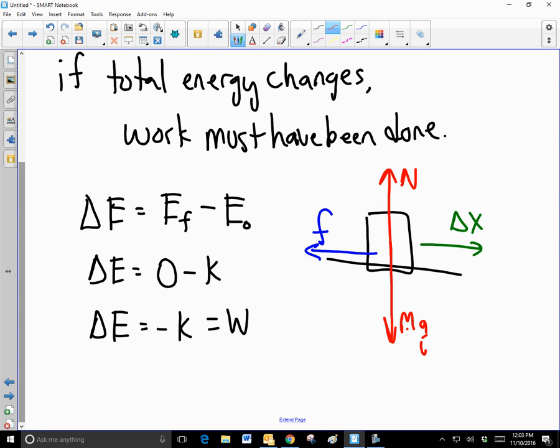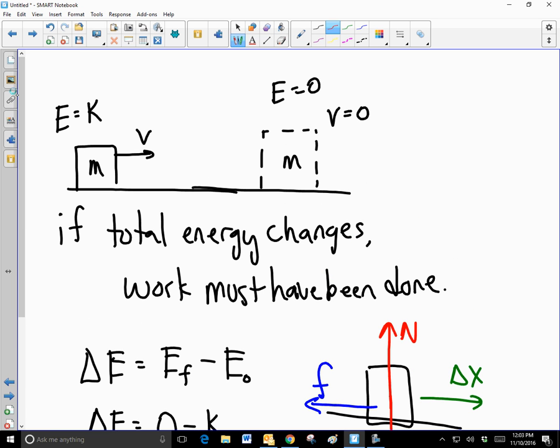Good. So if I added up all of the work done on this object, I would say work done by the normal force, nothing. Work done by gravity, nothing. Work done by friction, negative. So it started with K. Work done by the normal force doesn't change it. Work done by mg doesn't change it. Work done by friction loses K. And then it ends up with zero energy at the end. Good? Good.